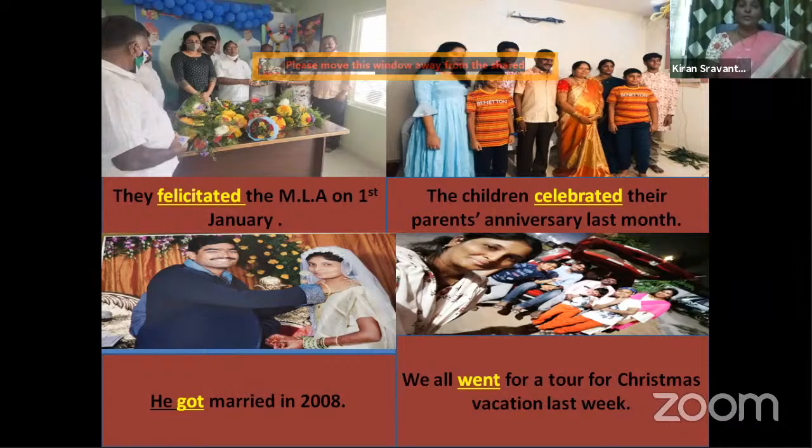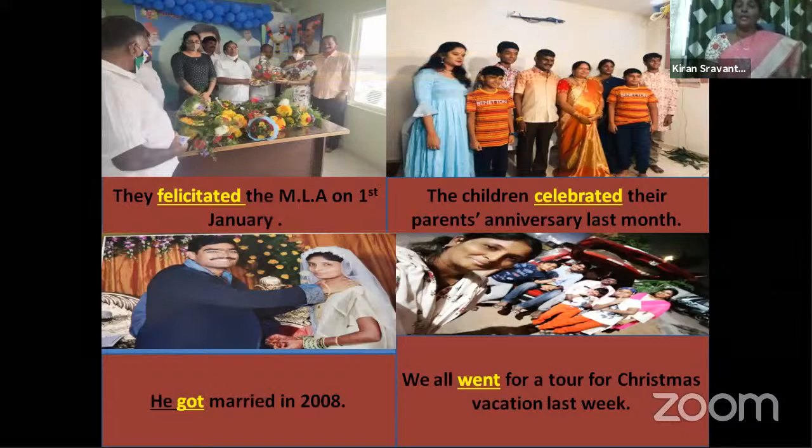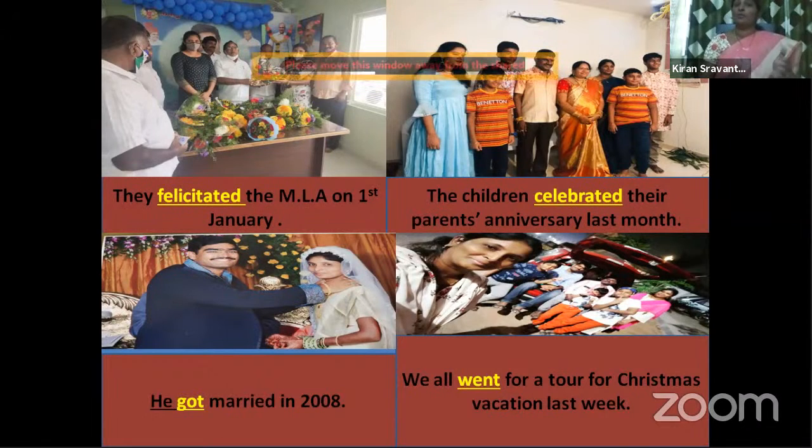And coming to the third picture, he got married in 2008. Then again, got. So he got married in 2008. This sentence will remind us of one more familiar sentence like India won independence in 1947. So when you find a sentence ending with a year, that means a past completed action, then we use past simple tense.